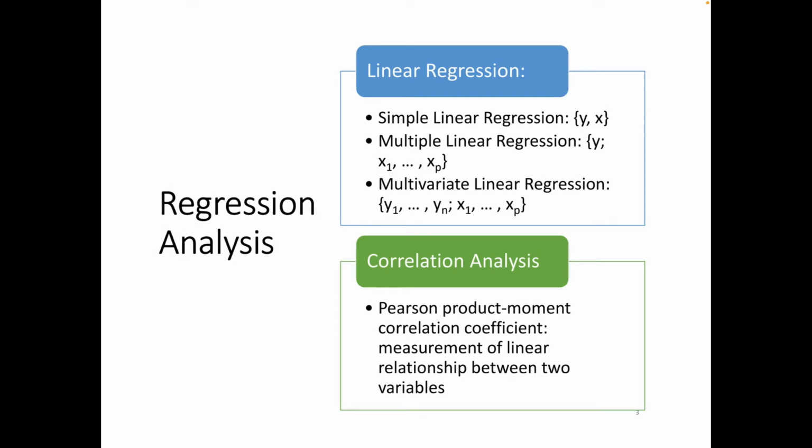In this regression analysis chapter, we will learn how to explore relationships between variables and how to measure the strength of such relationships. Here, we have three types of linear regression: simple, multiple, and multivariate. Next, in the correlation analysis, we should be able to evaluate and interpret the product moment correlation coefficient and Spearman's correlation coefficient to measure the linear relationship between two variables.